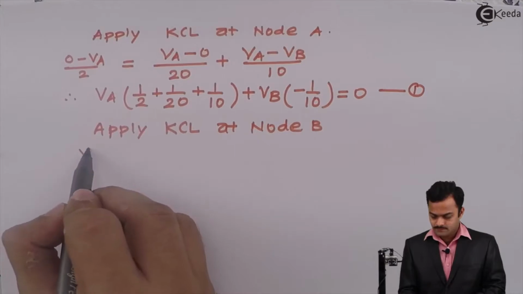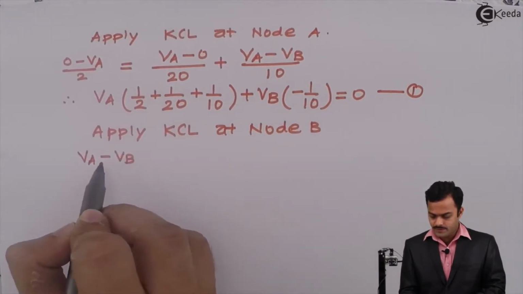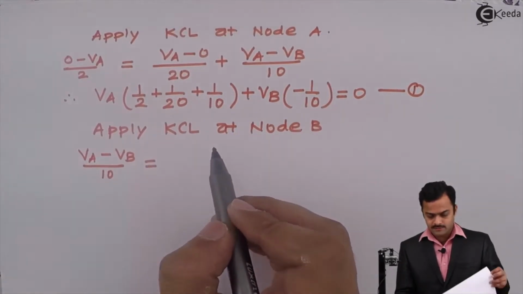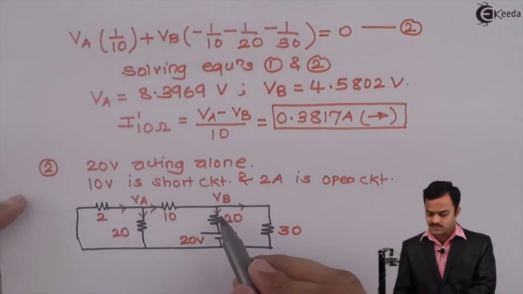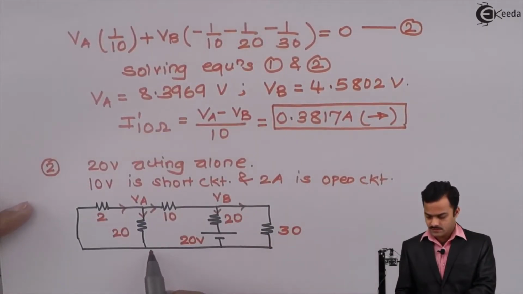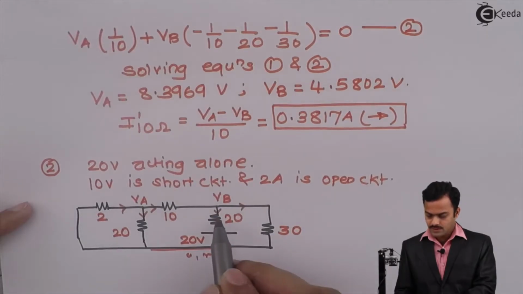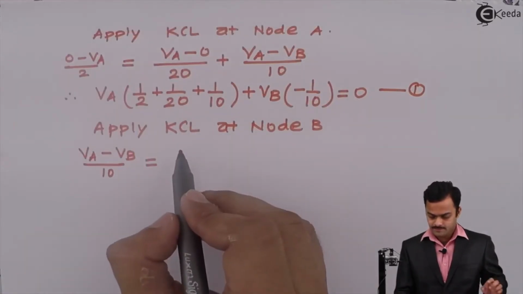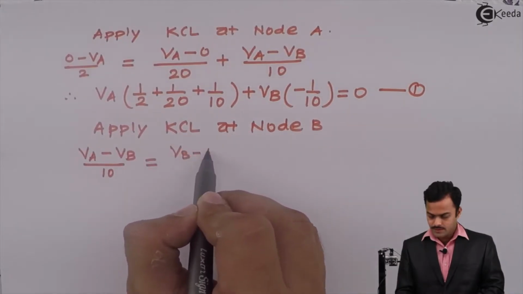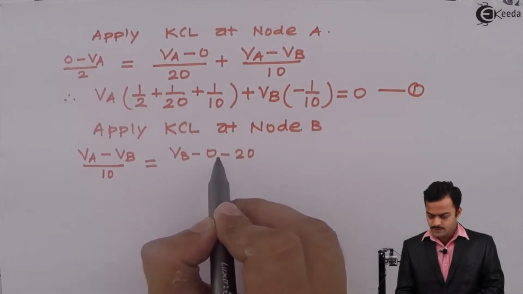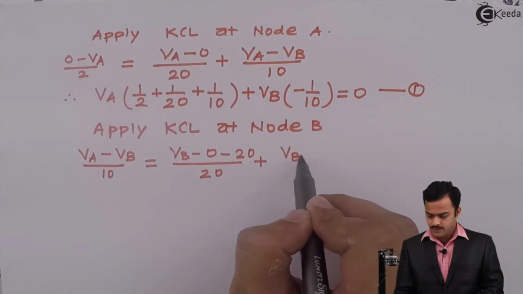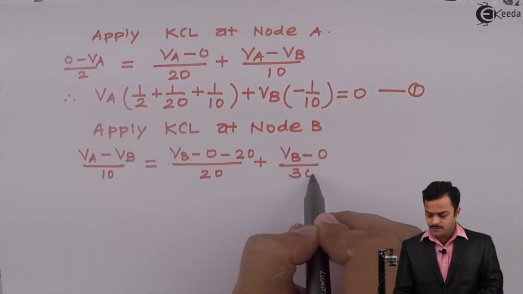So I will get VA minus VB divided by 10. Incoming current I consider, outgoing current, so this outgoing current started at B, ending on reference. In the current direction that I have assumed, there is a battery which is changing its polarity from plus to minus. So I will get VB minus 0 minus 20 divided by 20 plus VB minus 0 divided by 30.